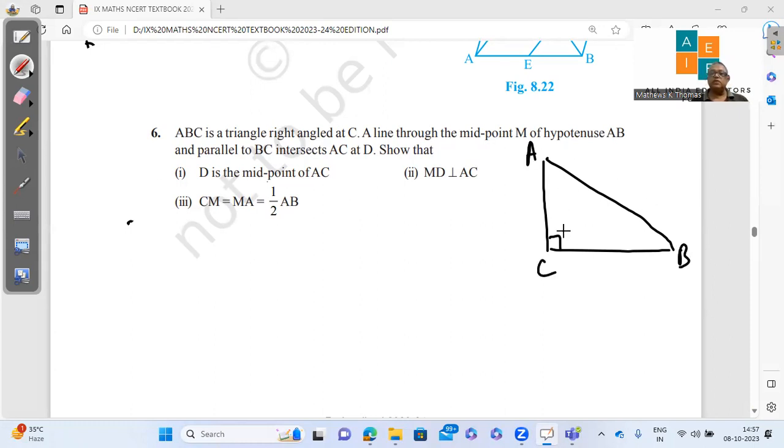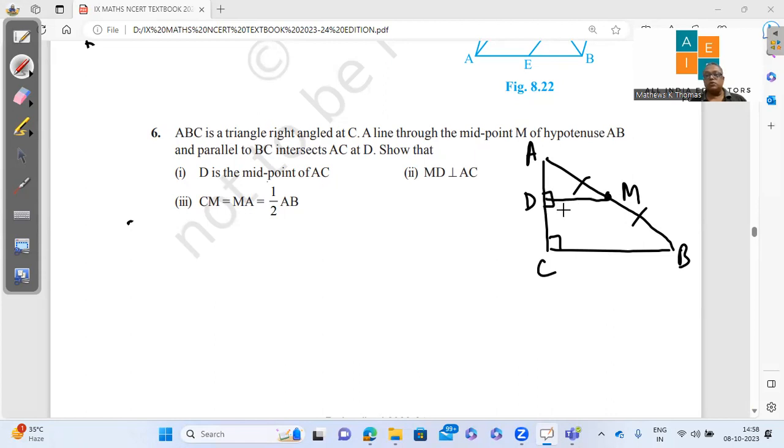This is 90 degrees. A line through the midpoint of AB. So this is the point M, midpoint of AB, so AM and MB are equal. From the midpoint M of AB, you are drawing a line parallel to the base BC intersecting AC at D. So if you read the question, you will be able to draw this figure correctly. This is 90. M is the midpoint. From the midpoint, you are drawing this parallel to BC.